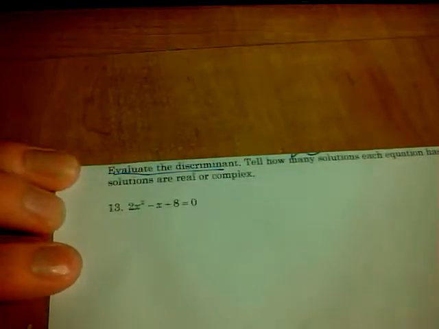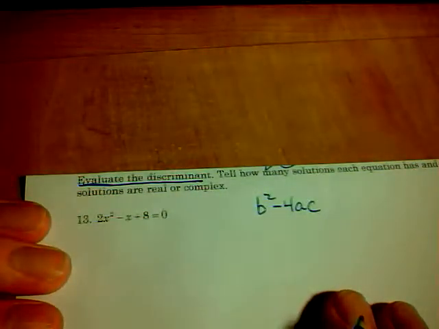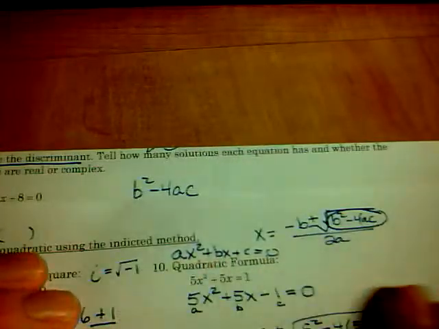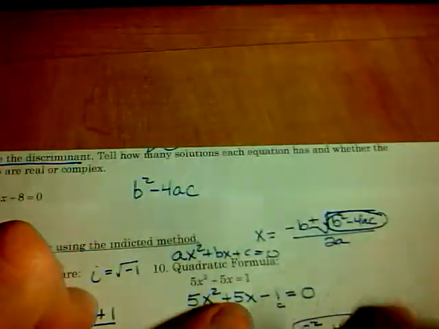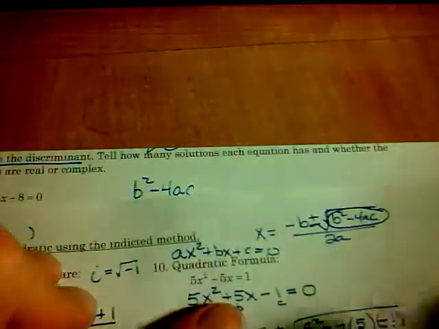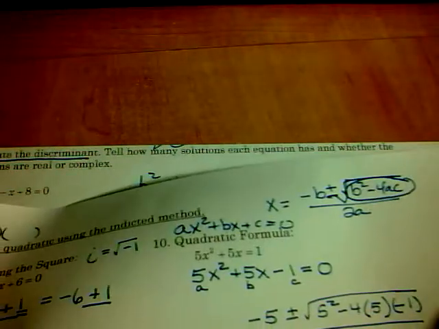Okay, in this problem, we're going to be evaluating the discriminant. And the discriminant is the formula b squared minus 4ac. And that's located under the square root in the quadratic formula, which on the other side, you might recall, was right here. It's this value underneath the square root. And you notice there's a plus or minus out in front of the square root, which is going to also help us determine how many solutions we're going to have.